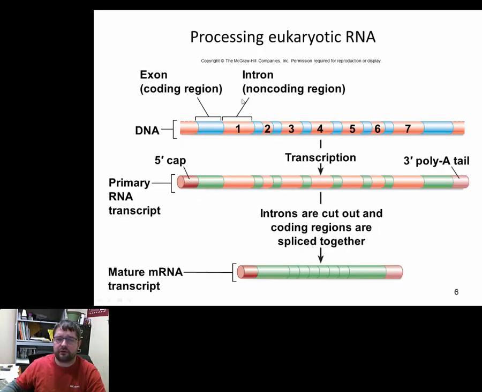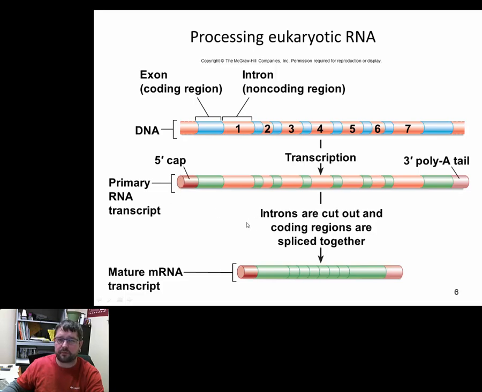Okay, so here you can see what I'm talking about. You've made a copy of your entire gene, okay? And you have a bunch of intron regions in here. These are non-coding regions. They need to be removed. So they're cut out, and the exon regions are all spliced together.